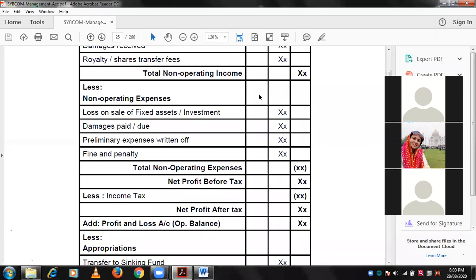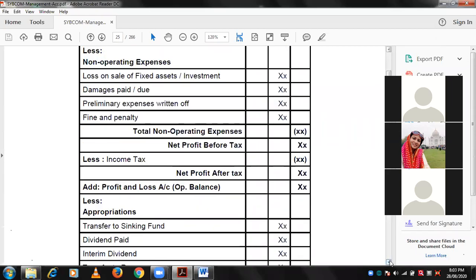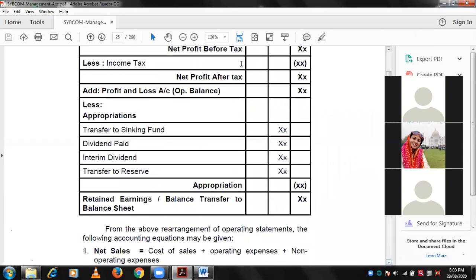So after adding this non-operating income and deducting this non-operating expenditure, in a vertical profit and loss we are going to get the net profit before tax. Now we have to deduct the tax. After deducting this tax, we are going to get the net profit after tax. Then it is the time to add any opening profit and loss balance, if there is one. Then we have to add it here, and at the end, less appropriations.